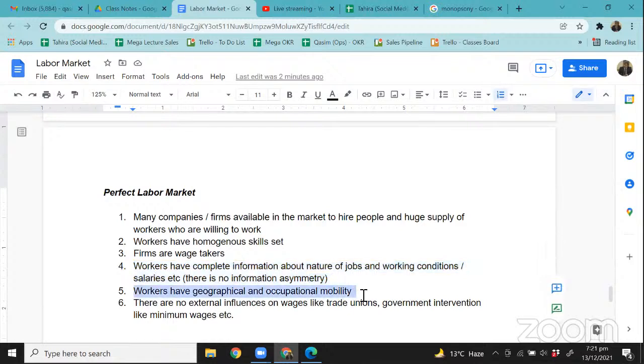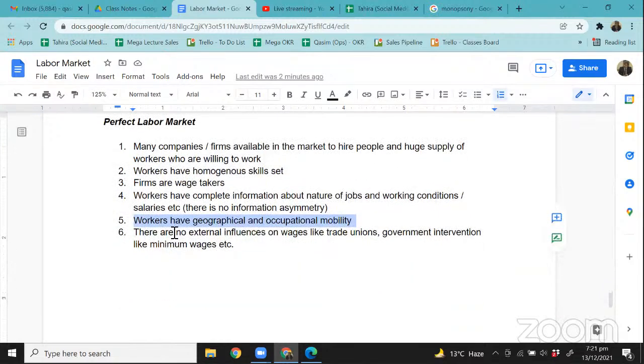Workers have geographical and occupational mobility. They can move from one place, one city, one area, one region to another region, and they can also switch between occupations, as I gave you some examples. And there are no external influences on wages like trade unions, government intervention in the form of minimum wages, and things like that.